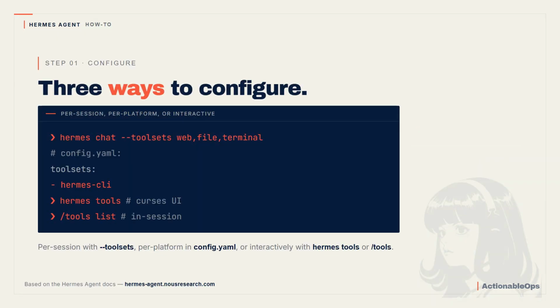Configure toolsets three ways: per session with the --toolsets flag, listing comma-separated names, per platform in config.yaml under the toolsets key, or interactively with the Hermes tools command for a curses UI or /tools in session.